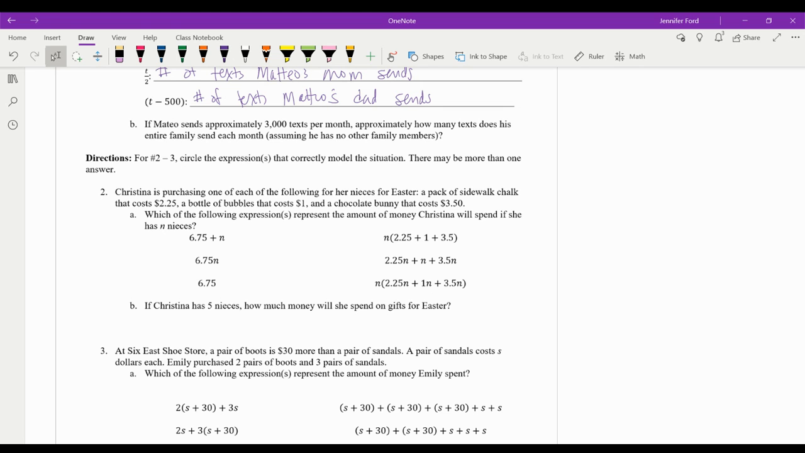Cool. Okay. Christina's purchasing one of each of the following for her nieces for Easter: a pack of sidewalk chalk that costs $2.25, a bottle of bubbles that costs $1, and a chocolate bunny that costs $3.50. Which of the following expressions represent the amount of money Christina will spend if she has N nieces?